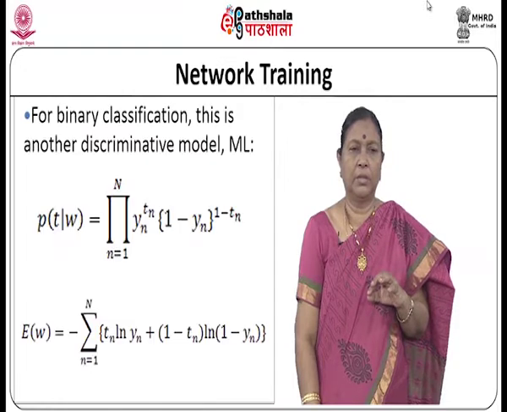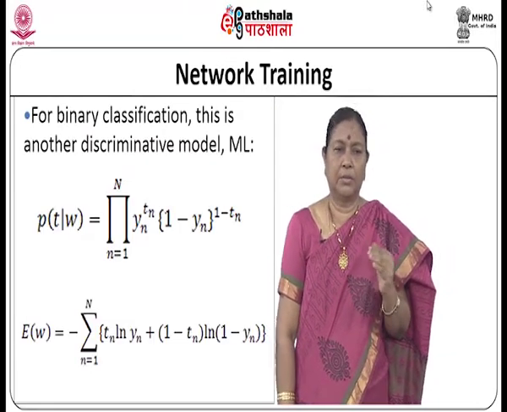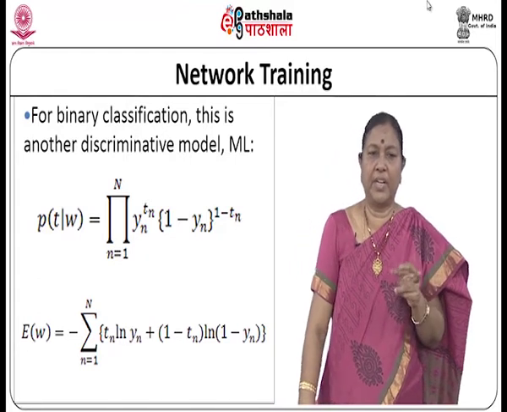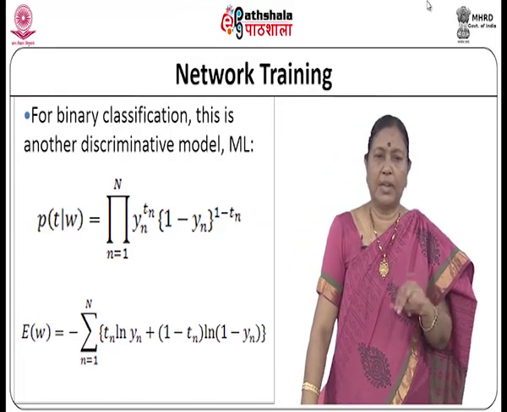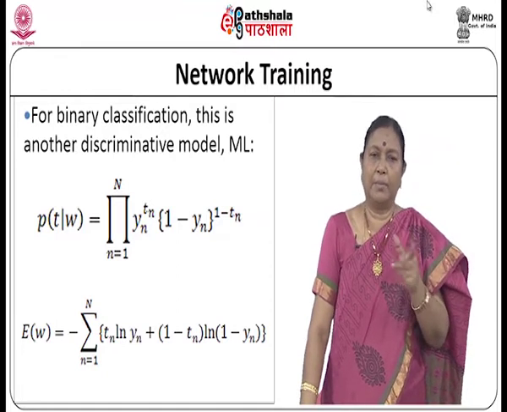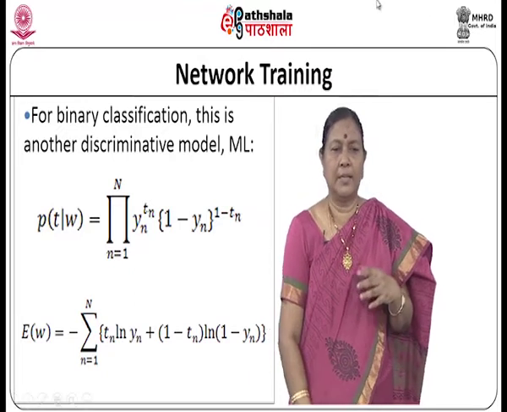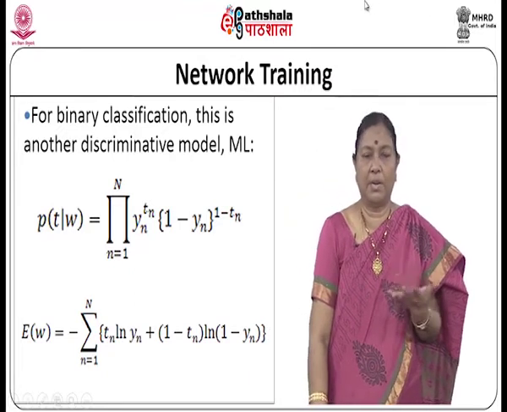Okay. So, for binary classification, this is another discriminative model. The probability of t given the weights w is the product for n equal to 1 to N of y_n to the power t_n times (1 minus y_n) to the power (1 minus t_n). This is the error function, and with this you can calculate what would be your error.